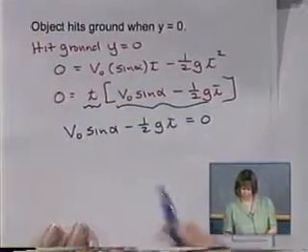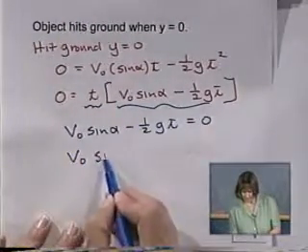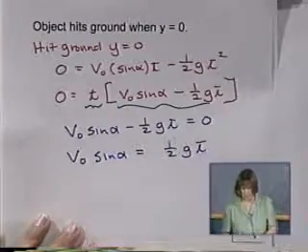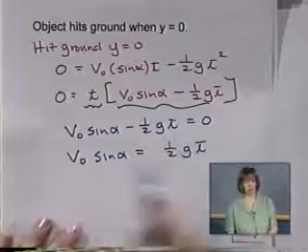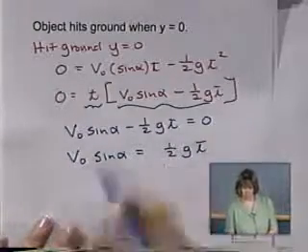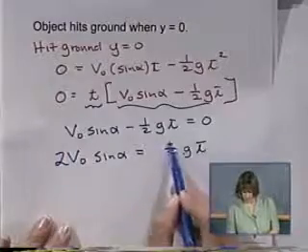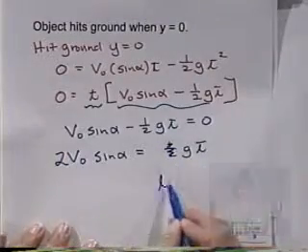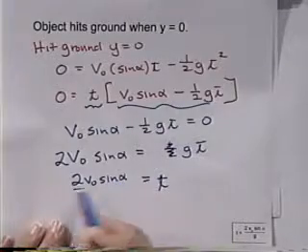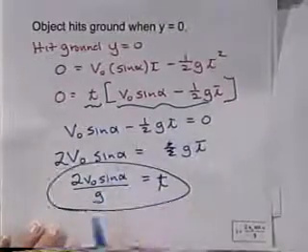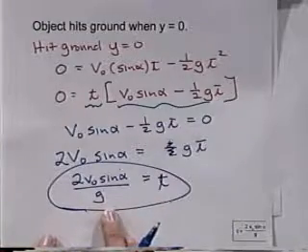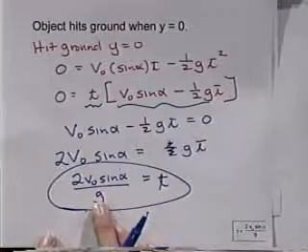Okay, now let's see. I could add 1/2 gt to both sides. Is it okay if I multiply through by 2? Question there? Got to multiply through by 2. And then to solve for t, now why did I want to solve for t? This is telling me the time I hit the ground. The time I hit the ground.